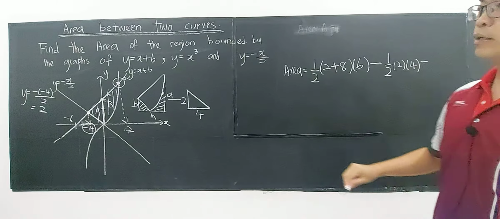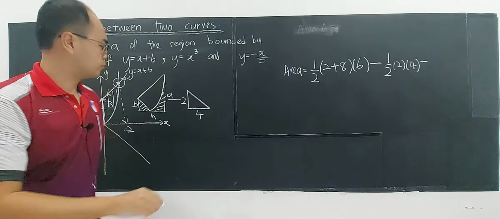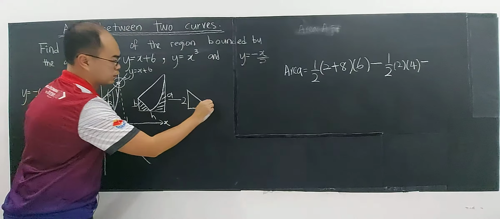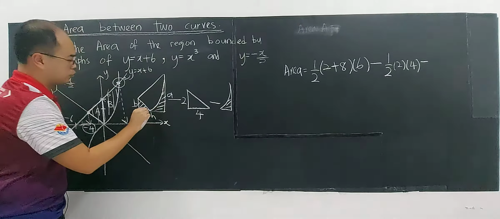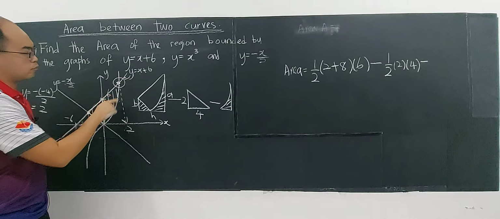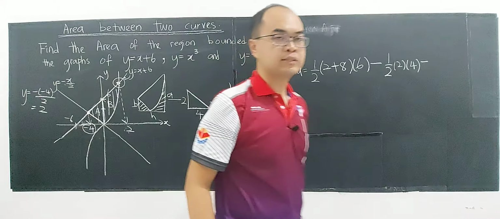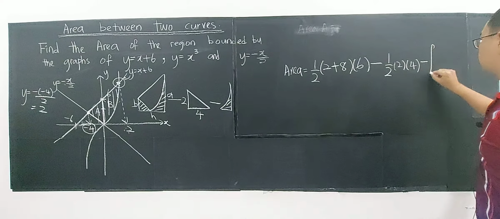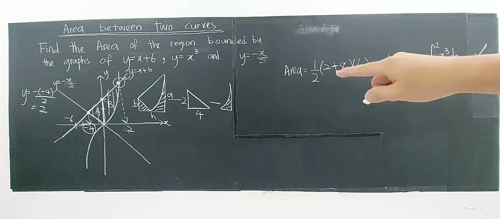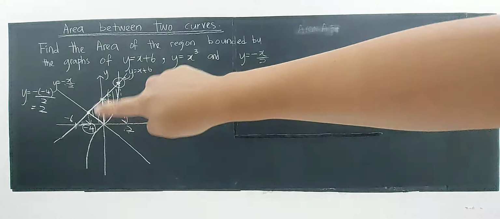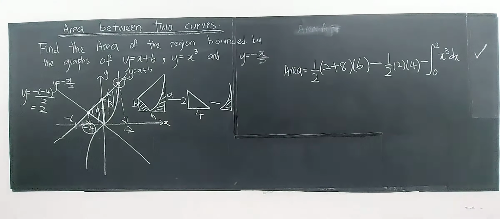And minus away the area under the curve here, which is the curve y equals x cubed. For this section, I have to integrate because it's a curve. So integrate from 0 up to 2, x cubed dx. This will be complete. After you minus all this, you get the area for this region.